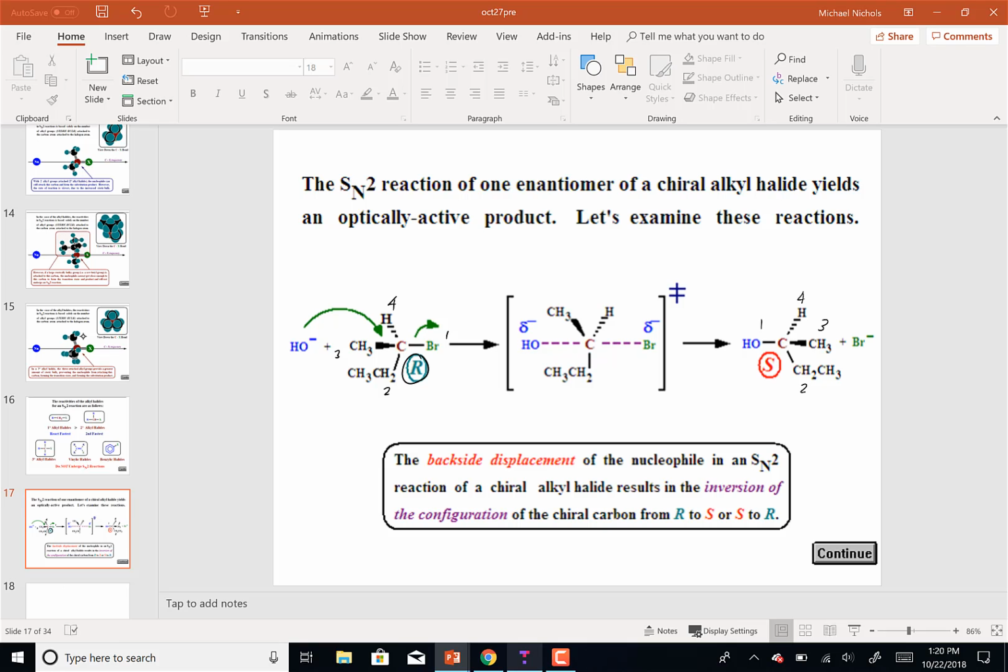So this is not a trivial experiment to do, because remember, there's no direct relationship between R and S and D and L. So this R compound could be positive or negative, could be D or L. This S compound on the other side could be D or L as well. So what you have to do is look up what the literature value is for the R-2-bromobutane and what the literature value for S-2-butanol is. And what you would find then is that whatever this rotation is, when they did the SN2 reaction, they got the rotation of the S configuration. So they were able to show that the R configuration became 100% S.